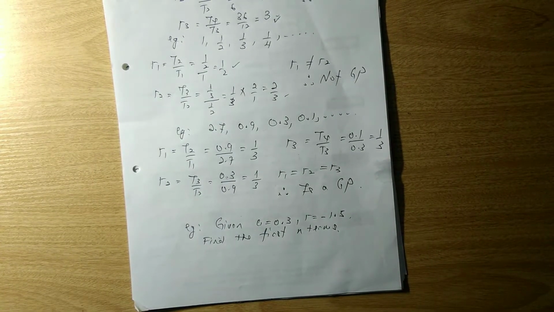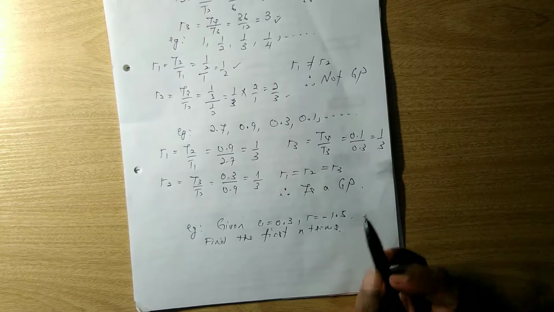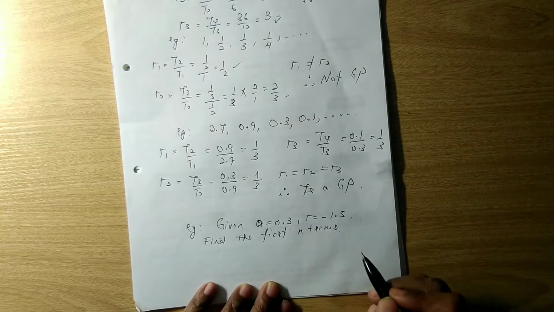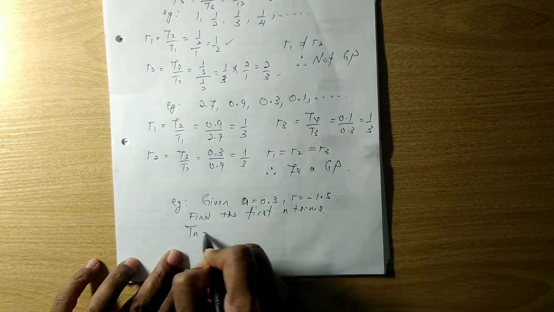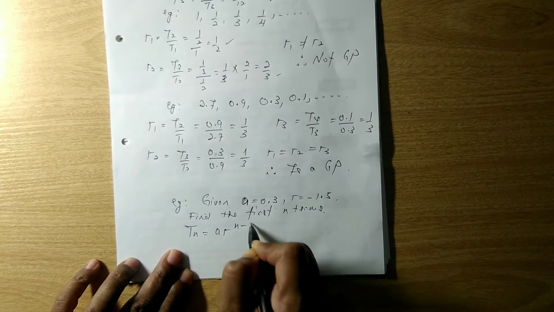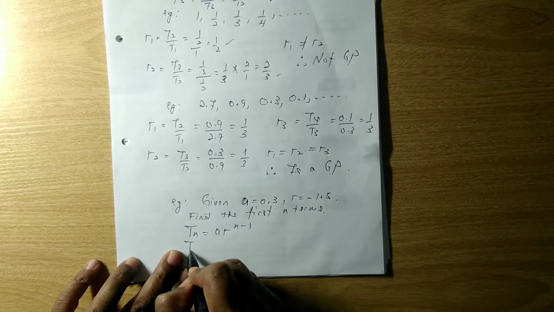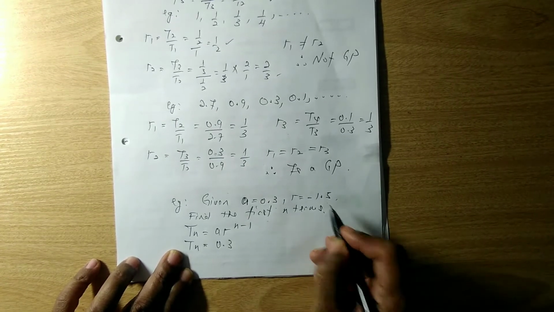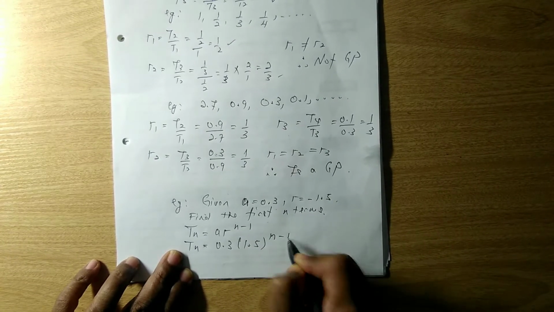Let's say the question wants you to find the first n terms. Here you're not given a progression, but you're just given your A. This is your A, and that's my R. How do I do that? The formula is Tn is ARn minus 1. So n we do not know, so we just leave it as Tn. A is 0.3, my R is 1.5, and n minus 1.